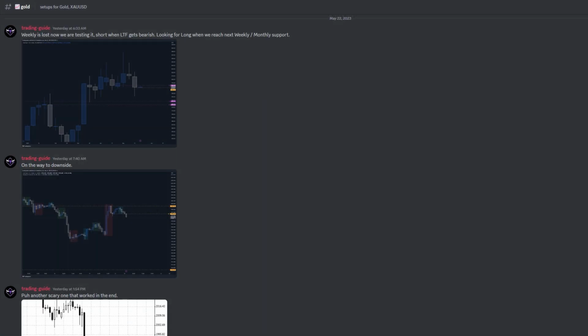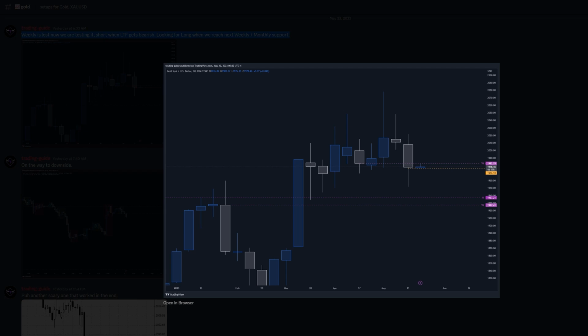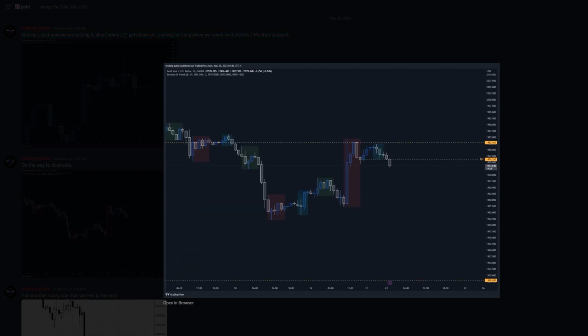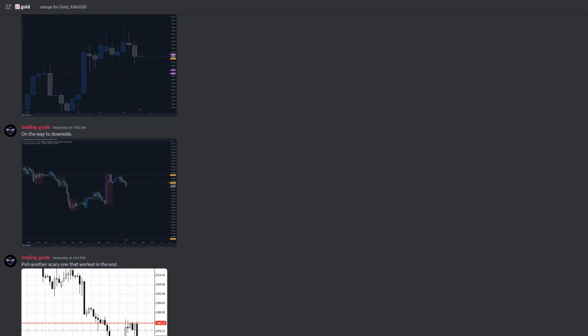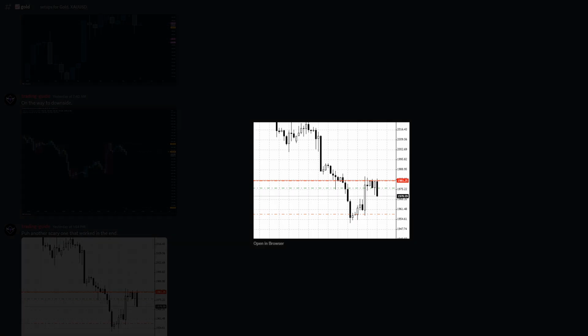With the concept and the indicator, you can find trades like this that I announced in the Discord. This one was a sell on gold. I saw that we lost a weekly support, and then I found an entry as we lost a 1-hour support. In the end, it was around 1 to 4 risk to reward.